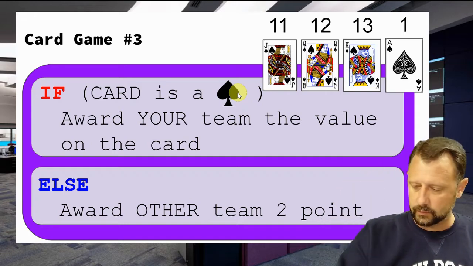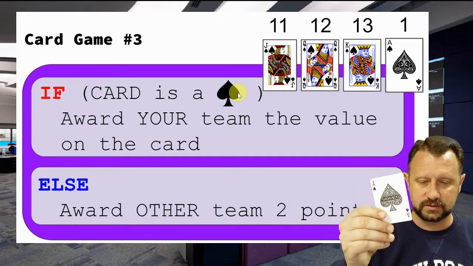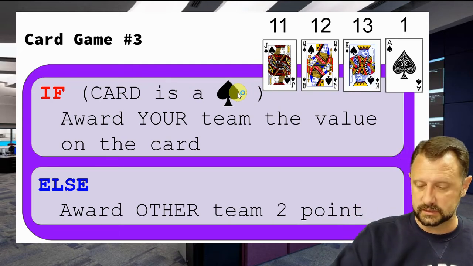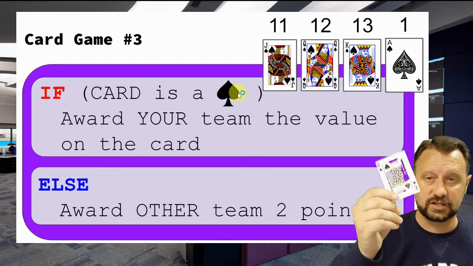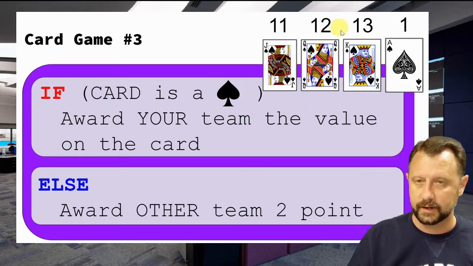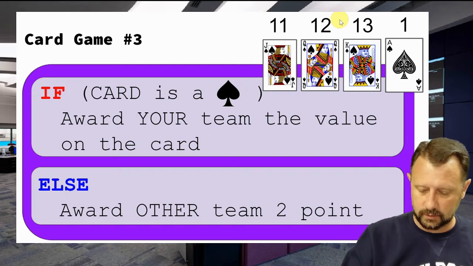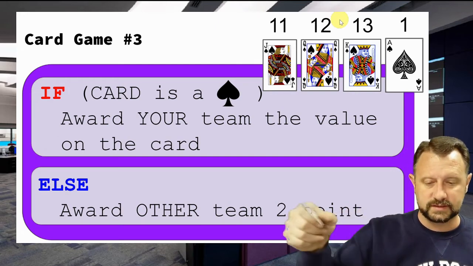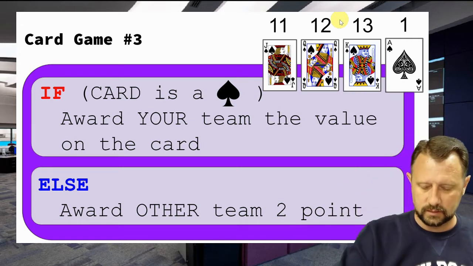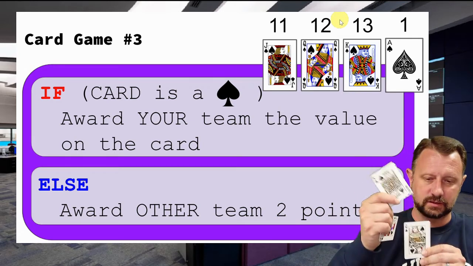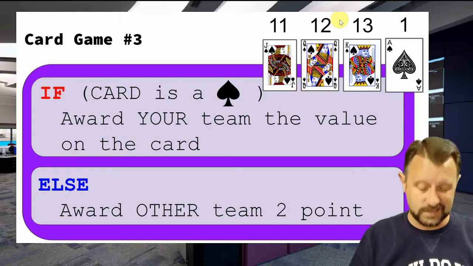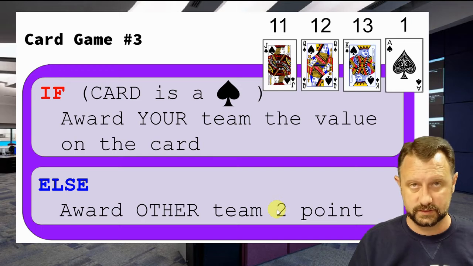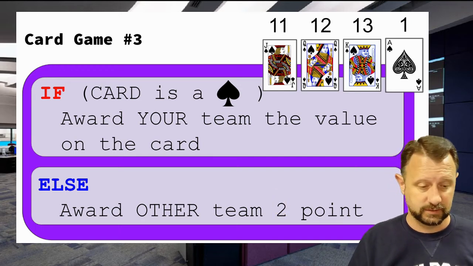Now, of course, we need to figure out what each other one is. Ace, there's only one spade on it, so ace is worth 1 point. It's probably the least exciting card. King is 13 points. You can see how I put that number up there. 13, 12, and 11. So it's kind of like ace, 2, 3, 4, 5, 6, 7, 8, 9, 10, 11. Queen is 12. King is 13. Now, every other card that's not a spade, you would have to give the other team 2 points. So let's see how that would work.